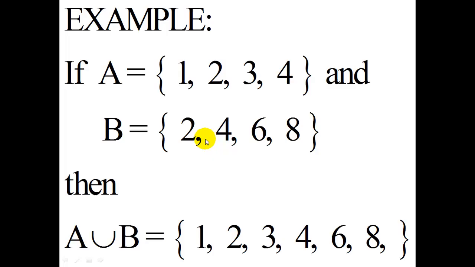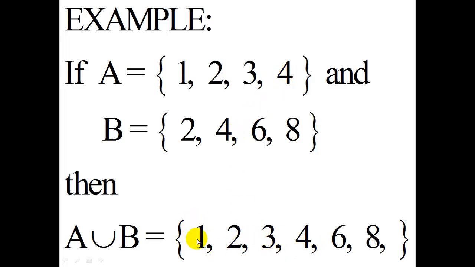What do I mean by repetition is ignored? When we look at the elements of the set A, we have an element 2, and that same element 2 can also be found in the set B. So when we are writing the union of A and B, we write it only once. We don't repeat the number 2, and the same thing applies to 4. So A union B equals 1, 2, 3, 4, 6, and 8. 2 does not repeat itself in the union, and 4 also does not repeat itself in the union.